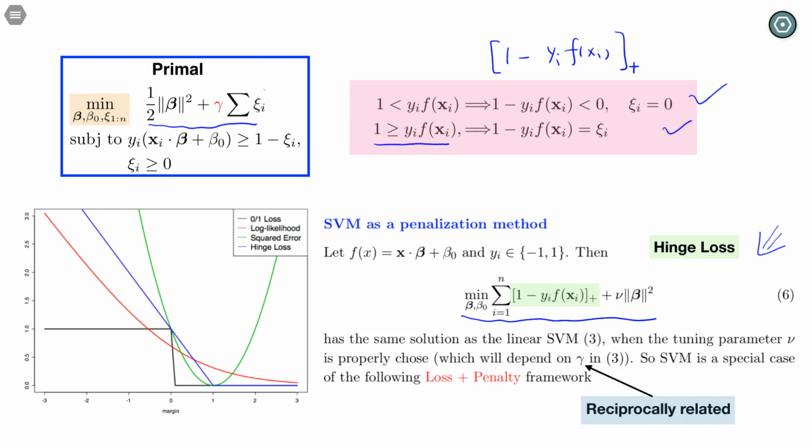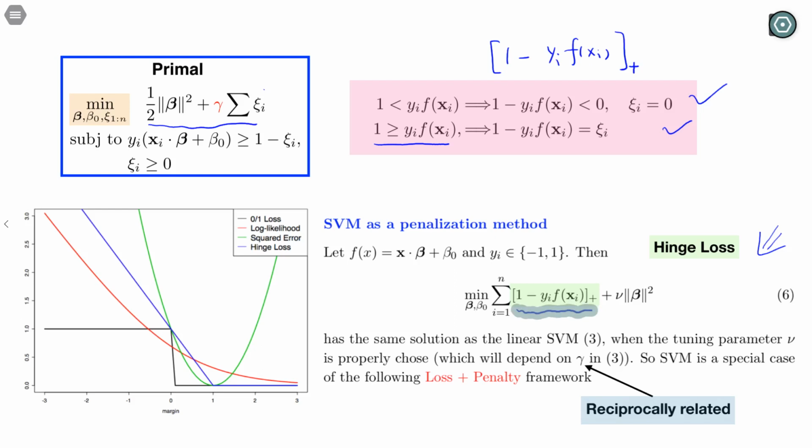Now, what's interesting about this equation 6 is that it's basically back to our loss plus penalty framework. So what is the loss? The loss is the first term, which is called the hinge loss. Remember, our yi is going to be either 1 or minus 1. And f(xi) is a classification function we try to learn, which here is a linear function. Once we learn a classification function f, we just look at the sign of f(x). If it's positive, we classify the corresponding y to be 1, otherwise it's minus 1.